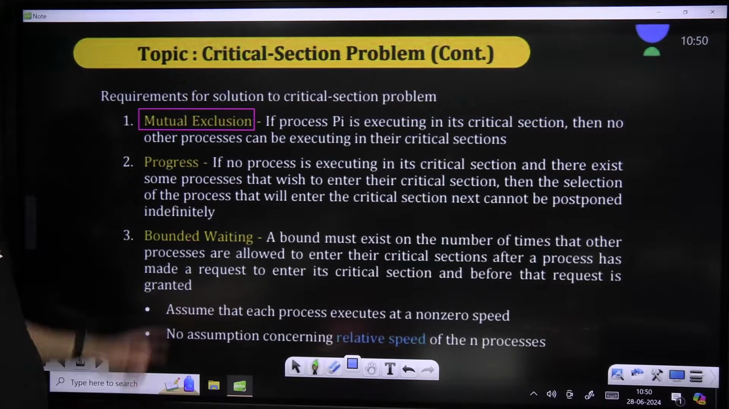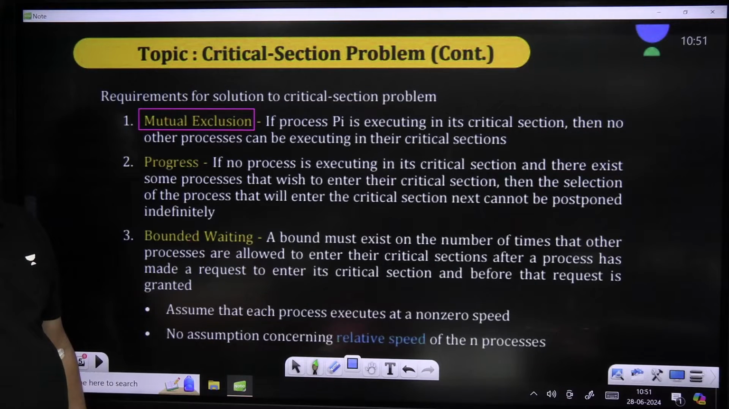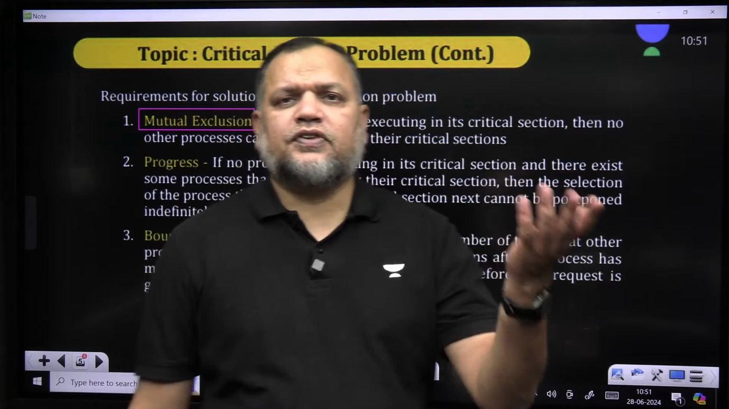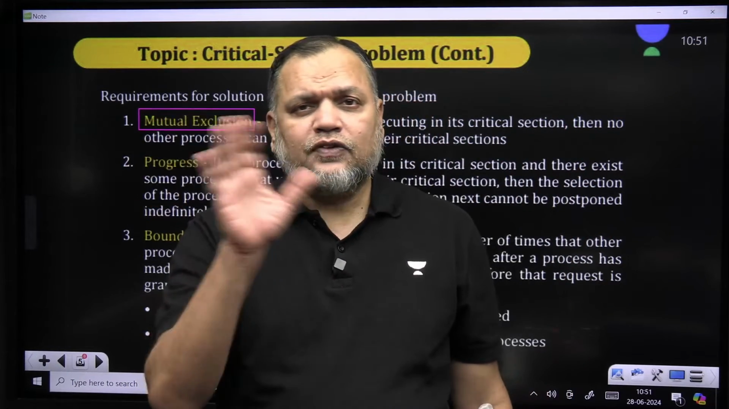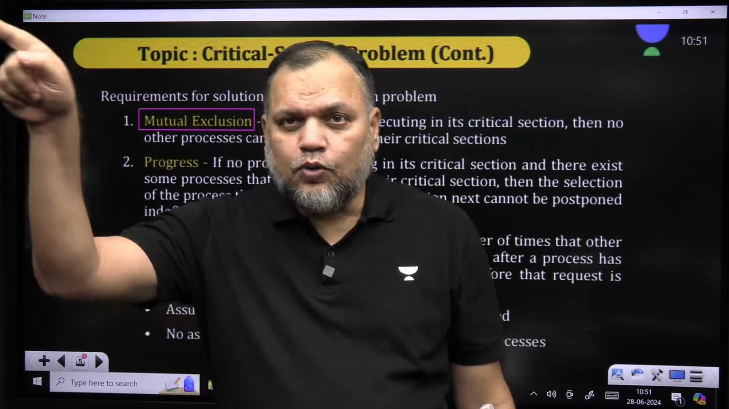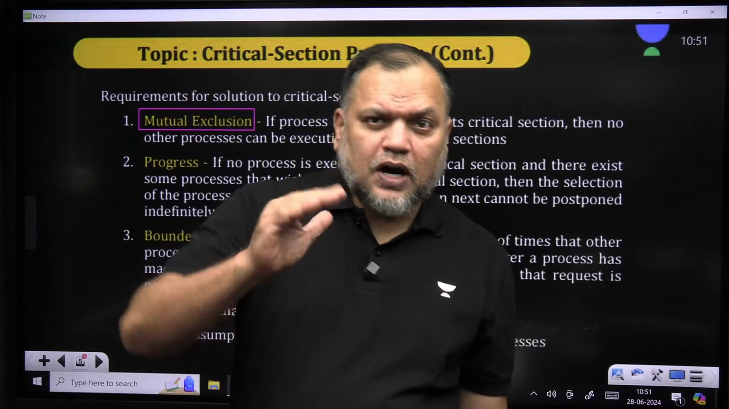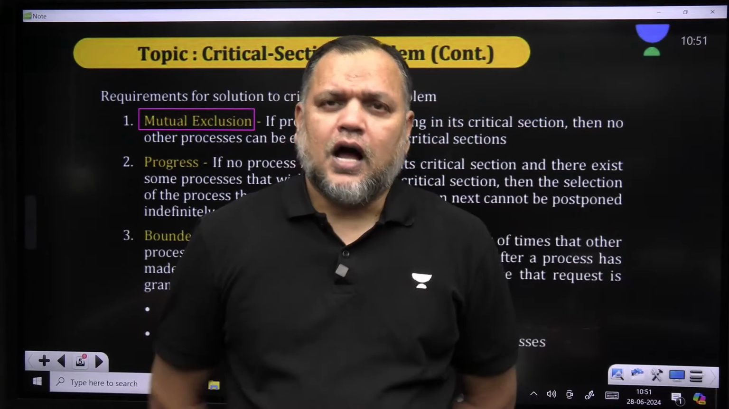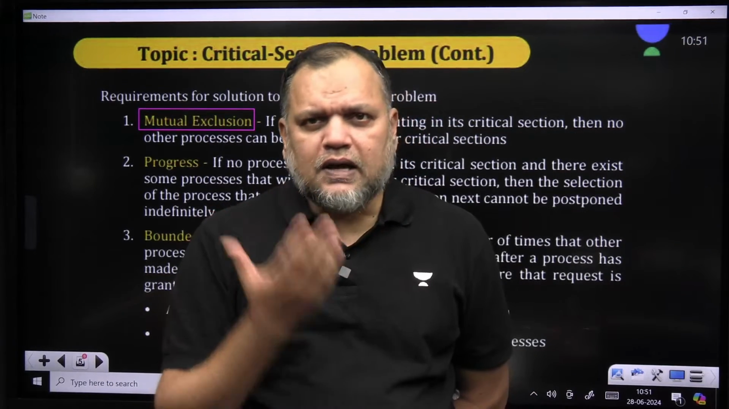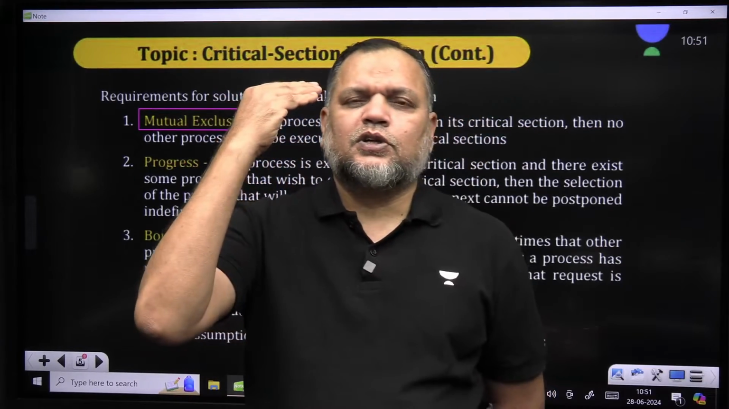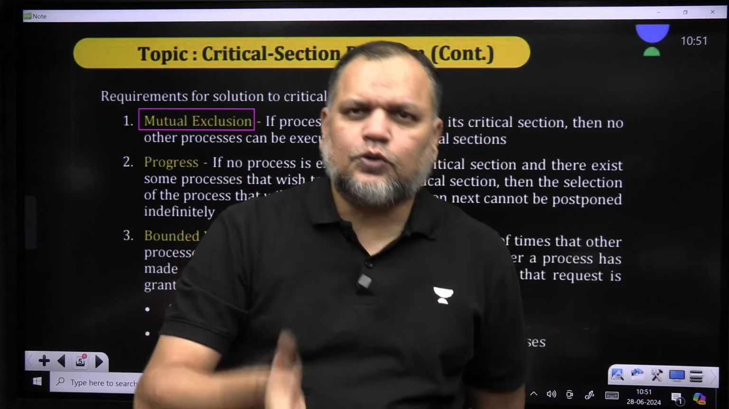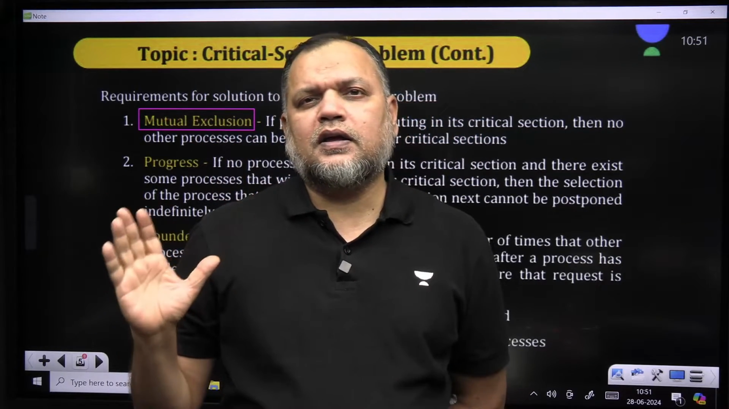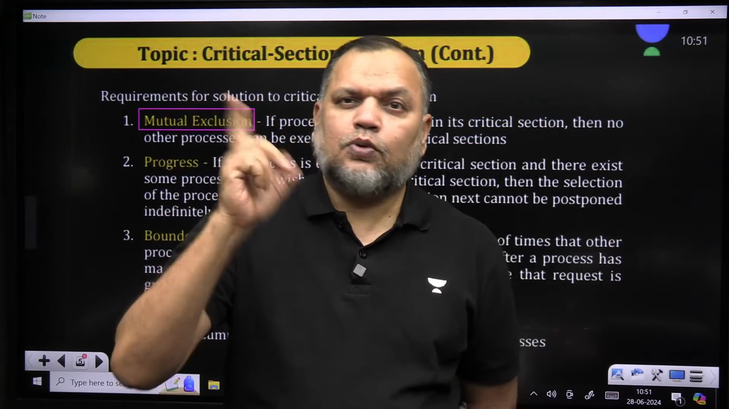Second condition, progress. Read it. No process outside the critical section, no process who is disinterested, not interested in critical section, has got any right to block the progress of others, should not influence the other processes who are interested to participate in critical section. अगर मैं इंटरेस्टेड नहीं हूं तो I don't have any right to block the progress of others, to influence others, to tell others you also don't go, or you go, or you do not go. मुझे कोई हक नहीं है to influence other processes' progress.